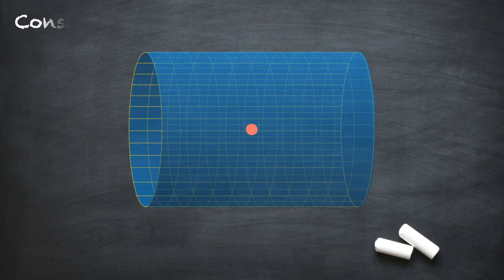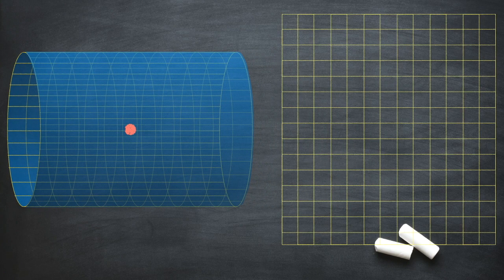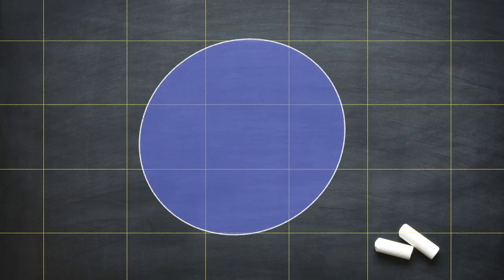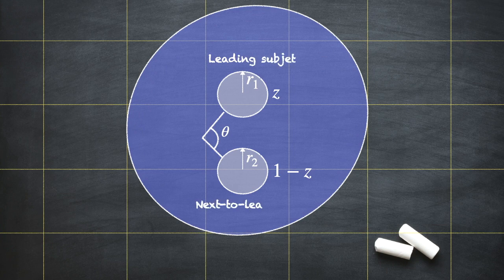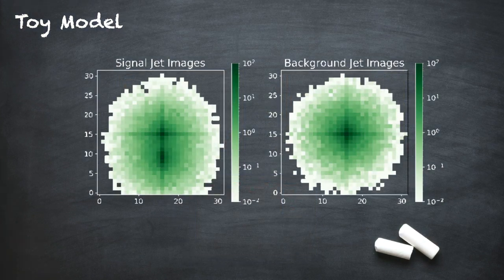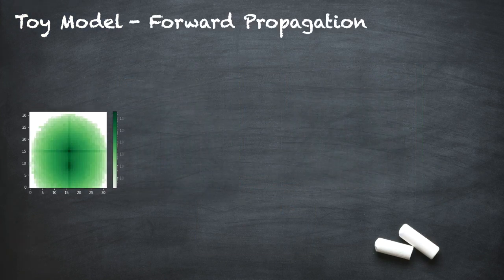During a collision event, a particle jet can be described by a jet image created from the data of the detector. For our simplified case, we generate signal-like and background-like jet images constructed from simple Gaussian functions. We assume two leading subjets in our jet with radii r1 and r2, momenta z and 1 minus z, and theta describes the angle between them. These are the parameters used that form our toy model jet images. The data is then given to our network.